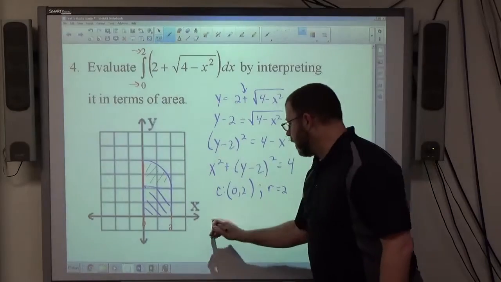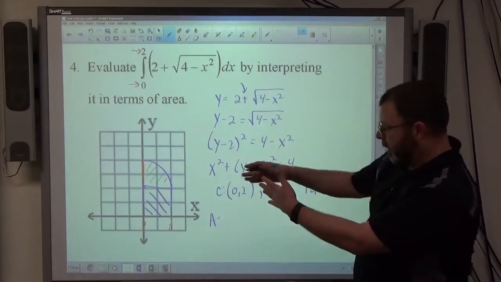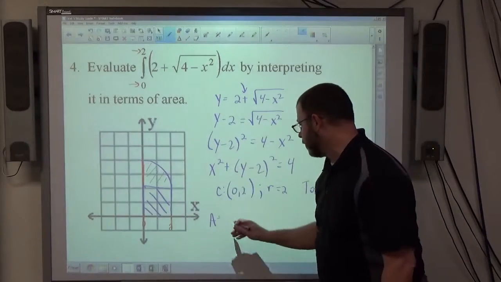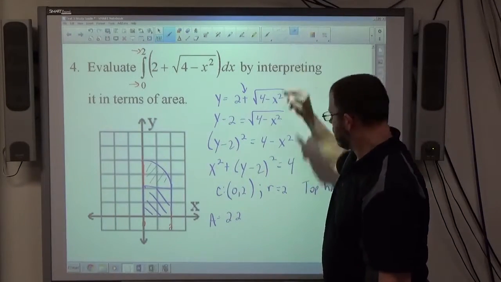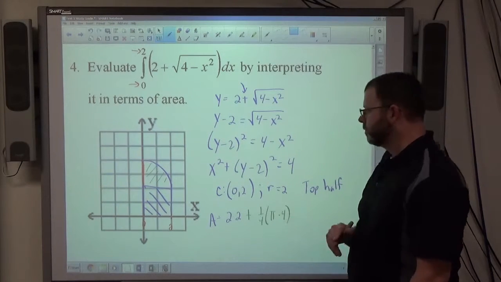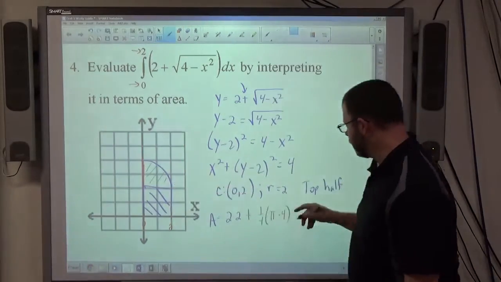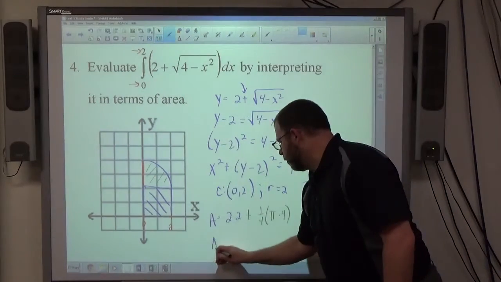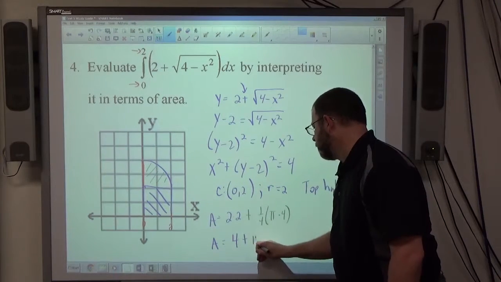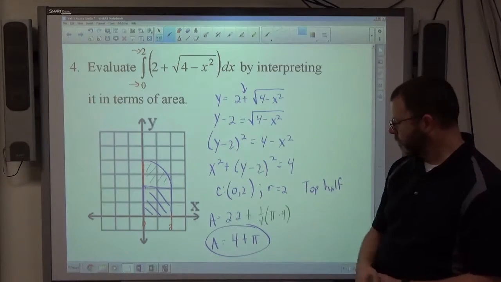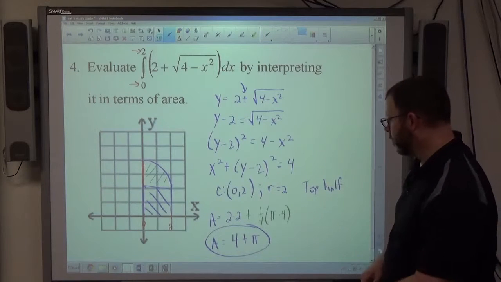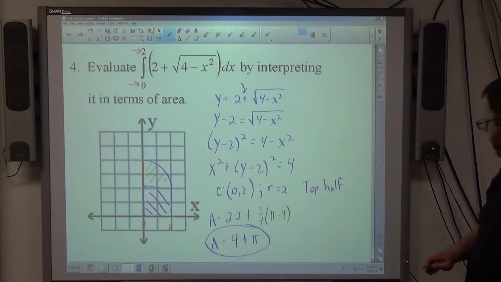So, the area of the region that we're trying to find, the area underneath the curve, which is right here, all this stuff is going to be the rectangle, or square in this case, 2 times 2, plus the quarter circle, 1/4 of pi times the radius squared. Radius being 2, 2 squared is 4. So if I multiply it out and add it up, 2 times 2 is 4, 1/4 of 4 pi is going to be pi, 4 plus pi is the answer. 7.1416, if you wanted to approximate it. I'd prefer 4 plus pi.